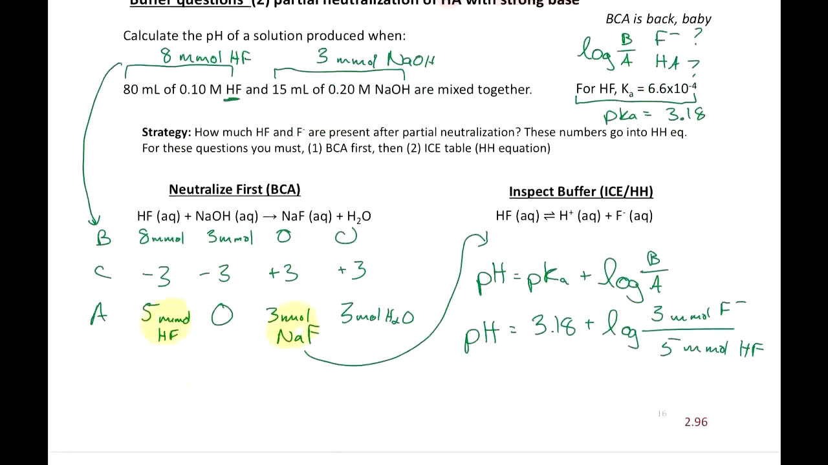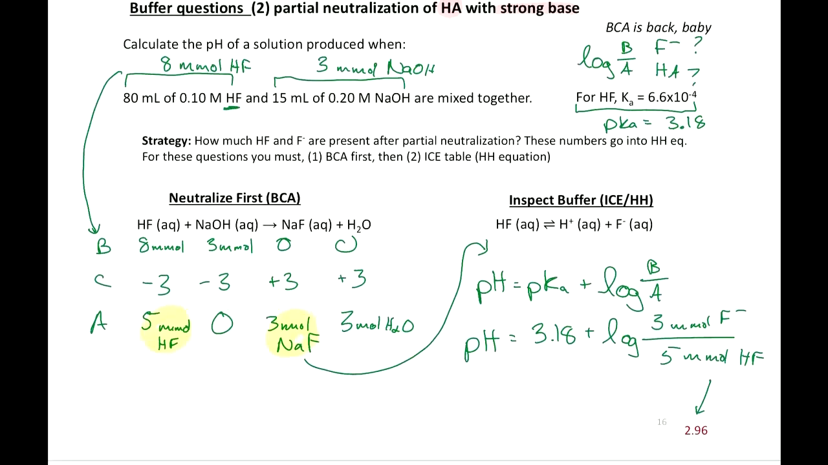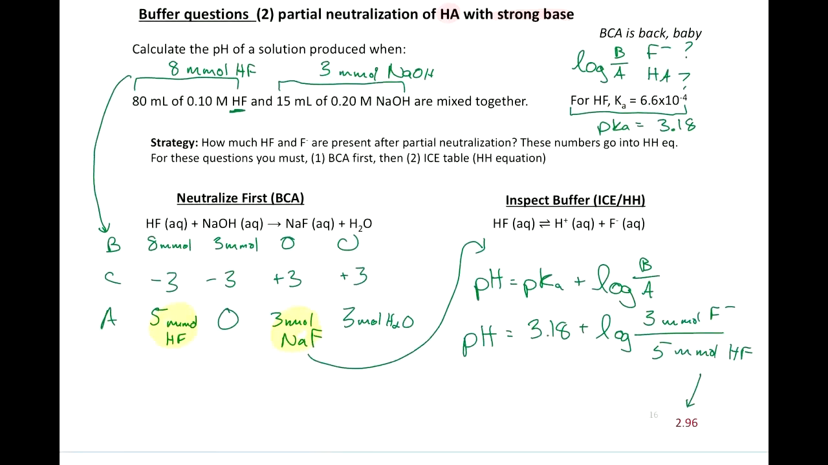And then, there you get that pH, it's 2.96, right? So there's a little bit more acid present, so our pH is a little bit more acidic than that pKa value, right? So this buffer question via partial neutralization is a little bit harder because you have to do a BCA table first to figure out how much of my acid is neutralized before you put it into the Henderson-Hasselbalch equation.